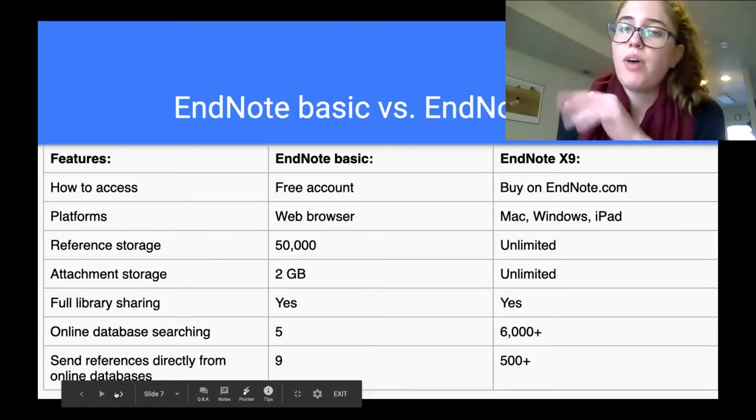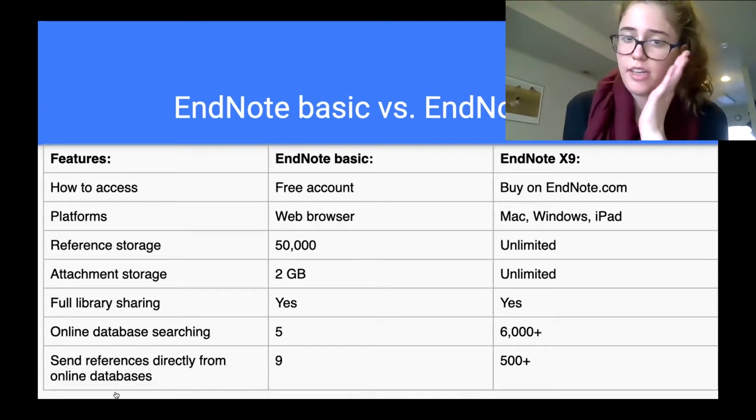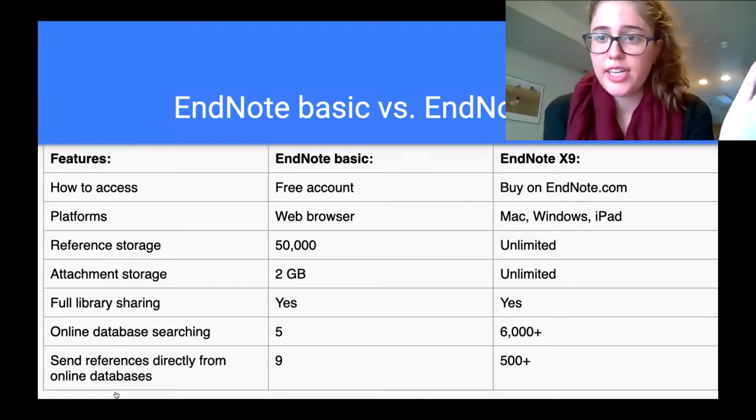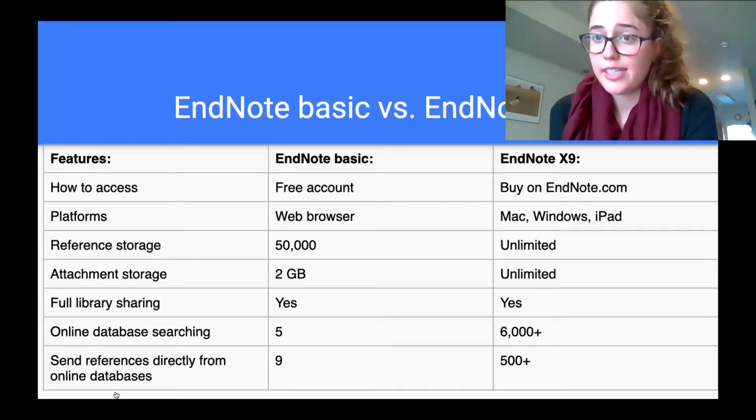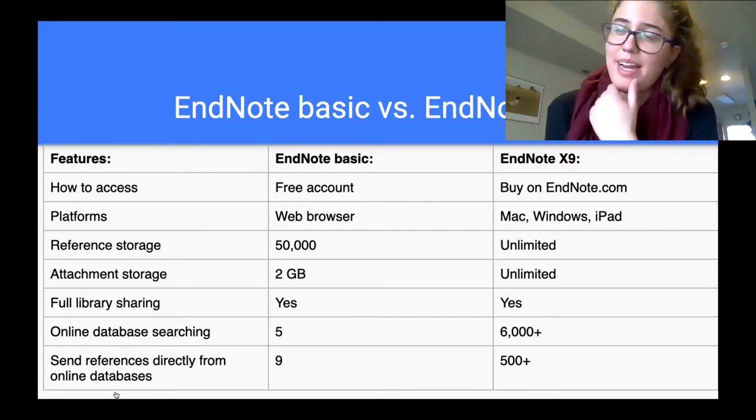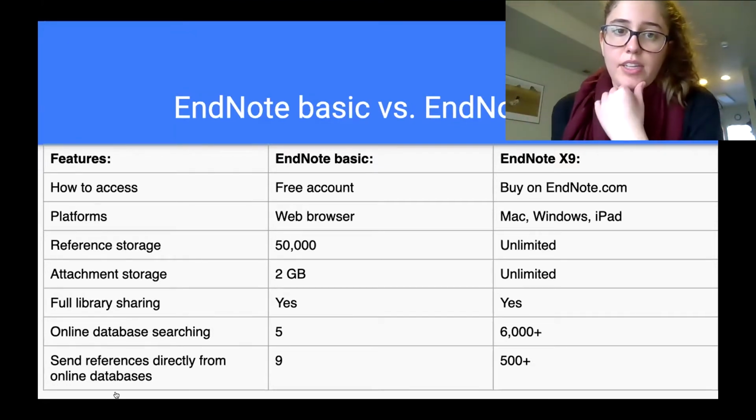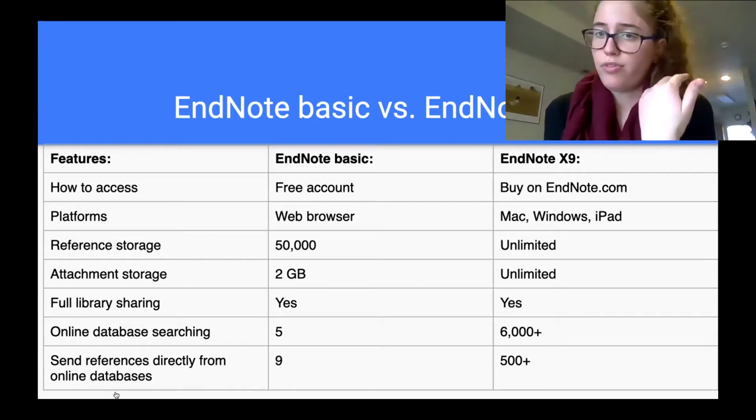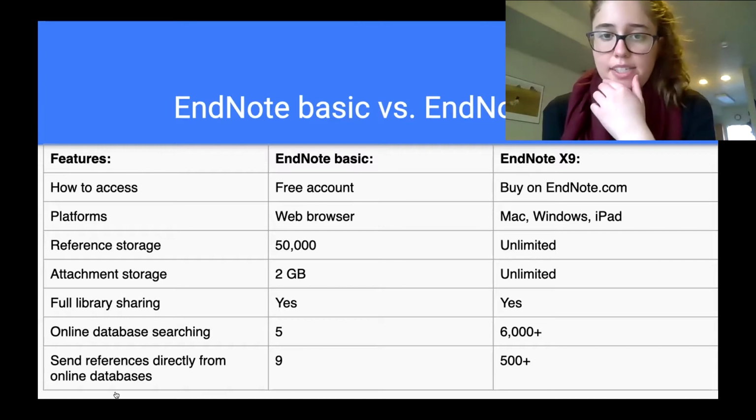So like I said, the web version and the full EndNote version are going to be a little bit different. The basic version is going to be free. The regular version does cost $60, unfortunately, and that's kind of the major drawback of that right now. It has more unlimited features than the web version that I'm going to go over.